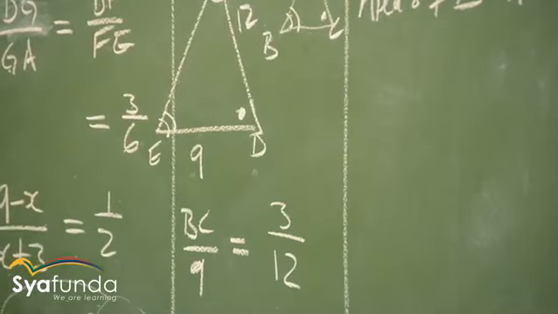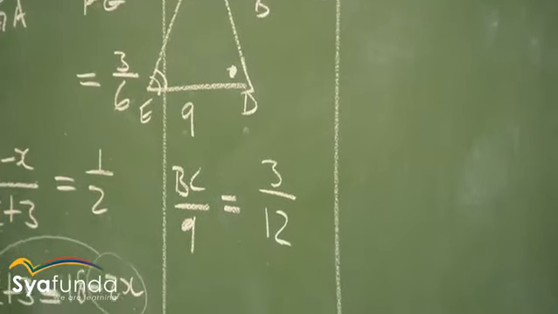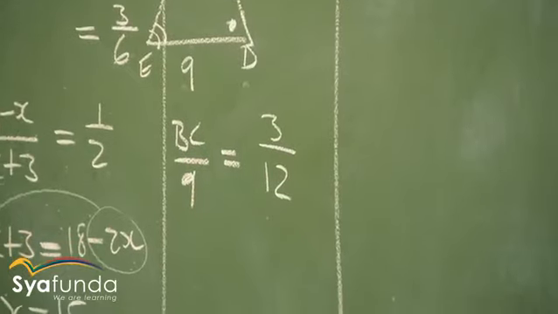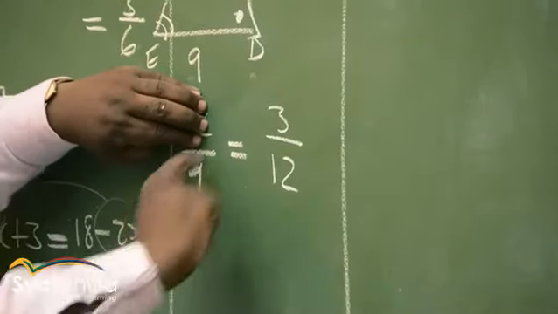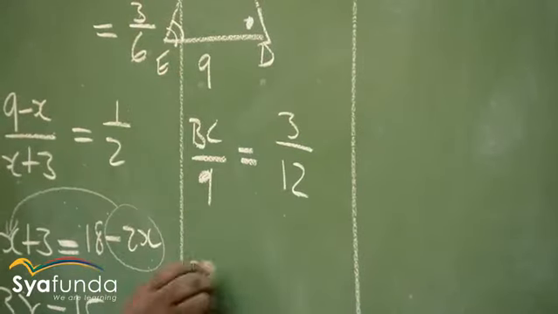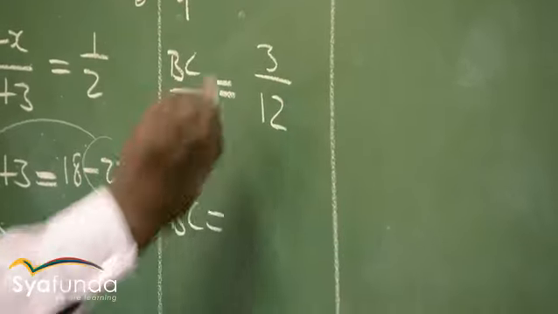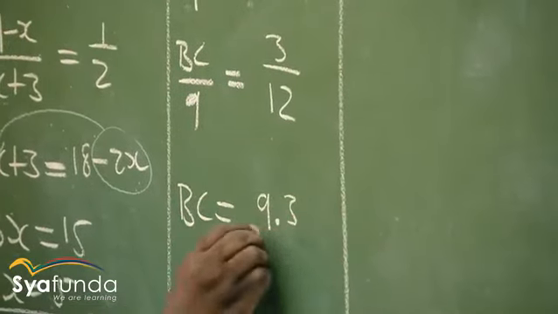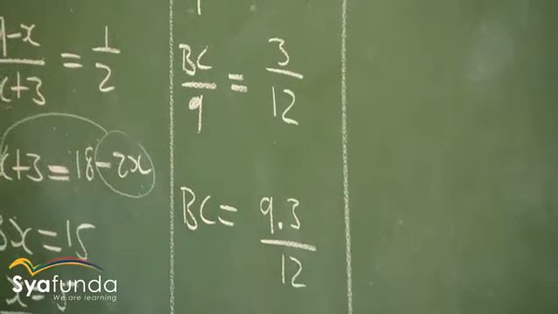This is what we have. Let's make BC the subject of the formula here. It's for BC. So if I want to have BC on its own, I've got to take this 9 away. So BC will be equal to 9 times 3 over 12.